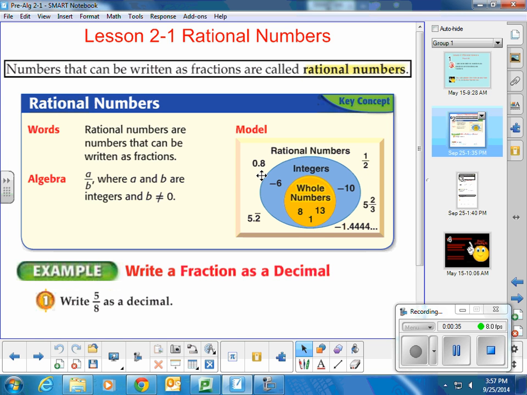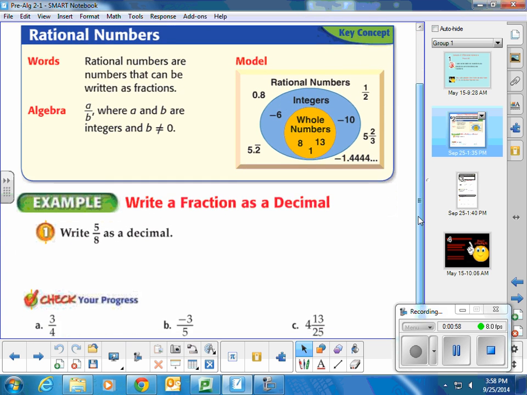For example, 0.8 is 8/10 as a fraction. Whole numbers can be written as fractions by writing them over 1. Repeating decimals, such as 0.3 repeating, is the same as 1/3, so therefore that is a rational number as well. In our first example, we'll be taking and writing fractions as decimals.